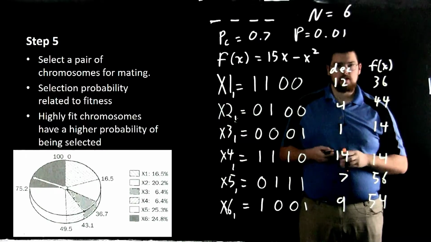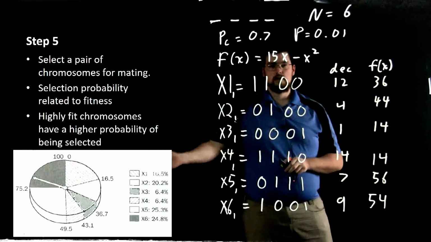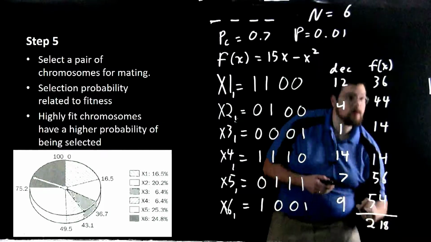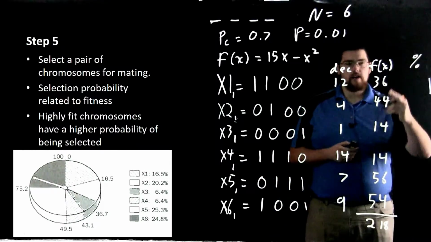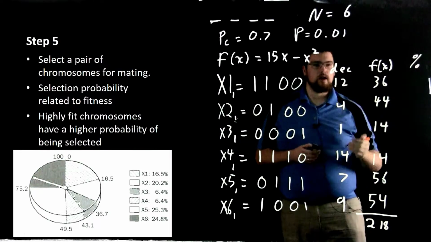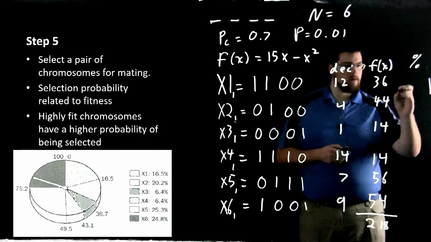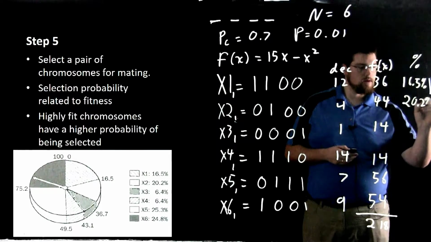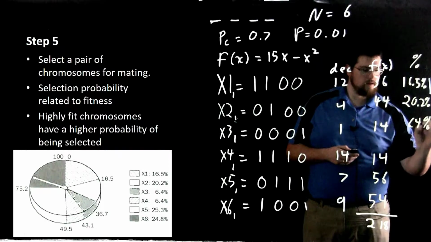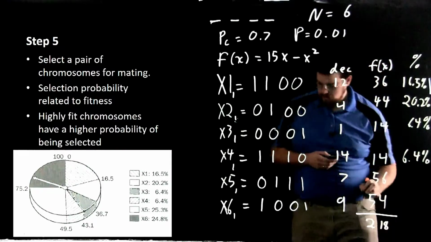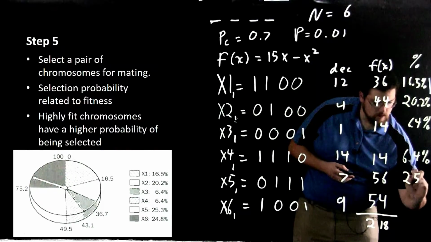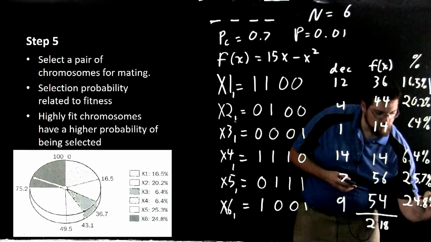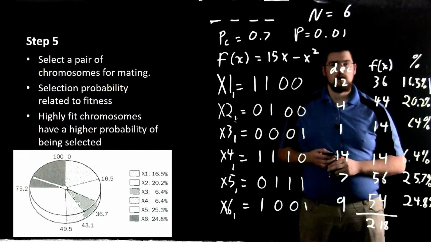The next step is to select our pair of chromosomes. As we said before, we need to calculate these probability percentages. We do this by first totaling our fitness values, which gives 218. We then divide each of our individual fitness values by this total to obtain our probability of being selected in percentage form. We get 16.5%, 20.2%, both of these are 6.4%, and then 25.7% and 24.8%. We then use these to select our chromosomes for mating.